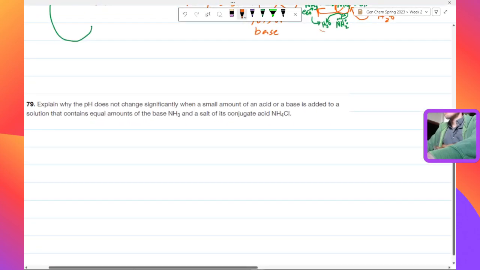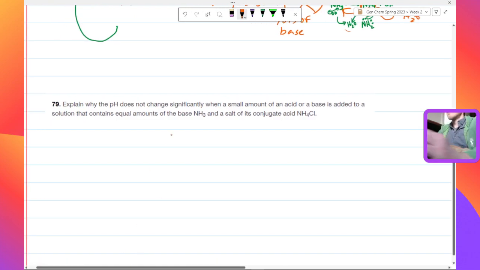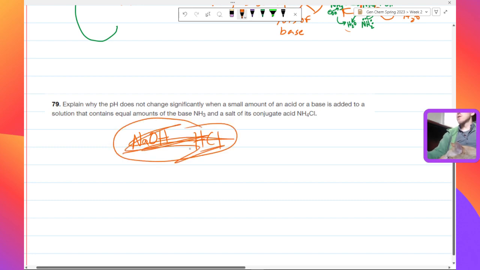Question number 2, aka 79, for the second one that we're going to look at here. Why does pH not change significantly when a small amount of acid or base is added to a solution that contains equal amounts of NH3 and NH4Cl? So we just talked about essentially what's going on here. In this case, we're not using a strong base or a strong acid to create the buffer system. We're just making our own, just starting right out with a good buffer.